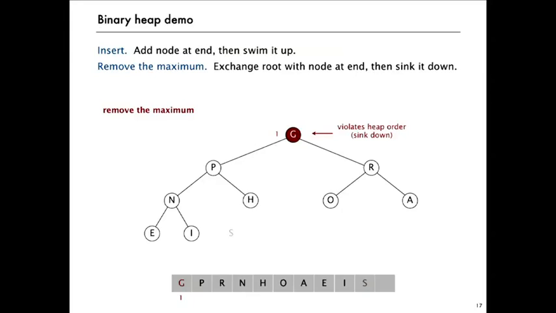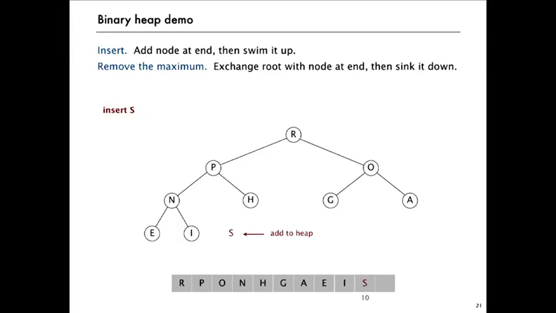Now the node at the root violates the heap order, so we have to exchange it with the largest of its 2 children. In this case, that's R. Again, G is not larger than its 2 children, so we have to exchange it with the larger of the 2, that's O. And now we're done, we've removed the largest again.